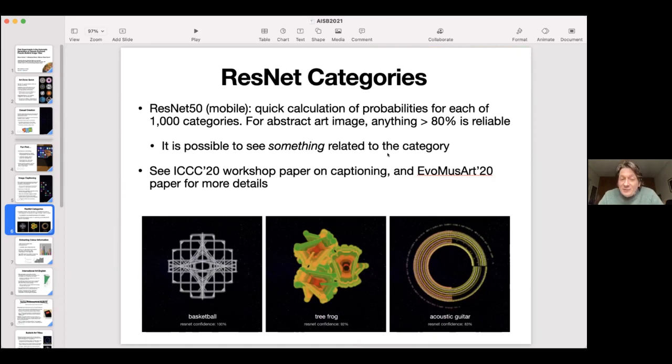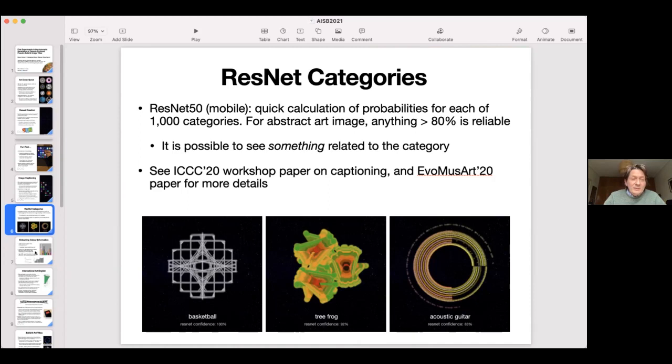So there are 3 nice ones there. Basketball, rounded up to 100% confidence that ResNet thinks that's a basketball. 92% confidence that that looks like a tree frog. That's one of my favorites. You can never not see a tree frog once you've been told it looks like a tree frog, but before that, you probably would never say it's a tree frog. An acoustic guitar is great because it's obviously not in the shape of a whole acoustic guitar, but it's actually the sound hole for a guitar. So it's picked that up quite nicely with 83% confidence.